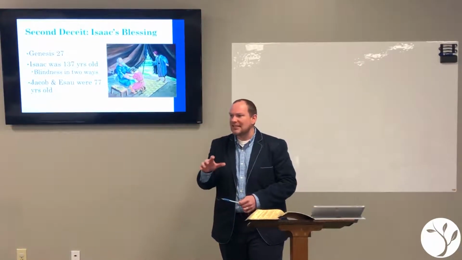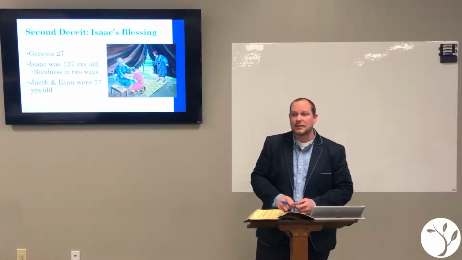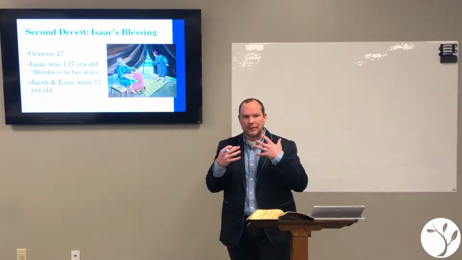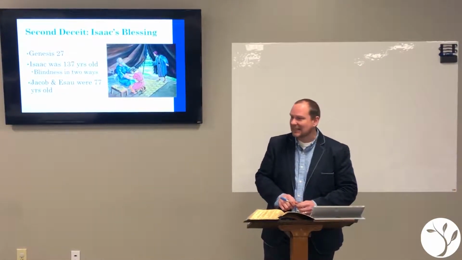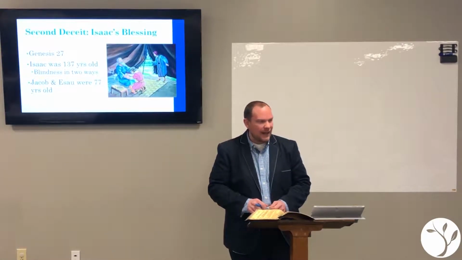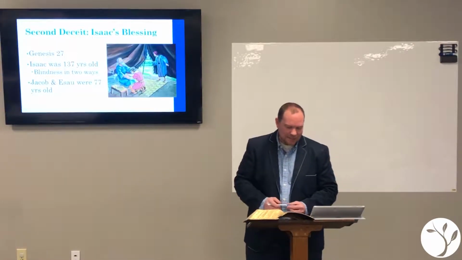So Isaac at this point in time is 137 years old, right? He's an old man. He knows that his death is approaching, and so he says it's time to give his blessing to his oldest son. His eyesight's fading, so he can't see very well. And Jacob and Rebekah are going to utilize this to their advantage. So chapter 27, beginning in verse 1.